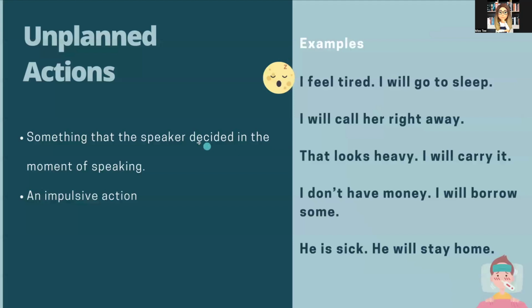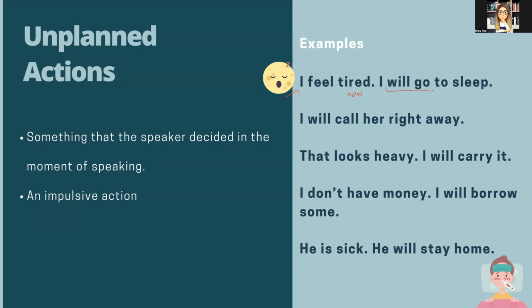Here are some examples. Somebody says, "I feel tired." This is in simple present tense. So the speaker is saying, I feel tired now, presently in this moment. "I will go to sleep." This is an immediate decision, saying, oh, I'm going to do this right now, right away. They didn't think about it before, but they are thinking about it now that they realize they are tired in this moment. Now it's an impulsive action. I will go to sleep.